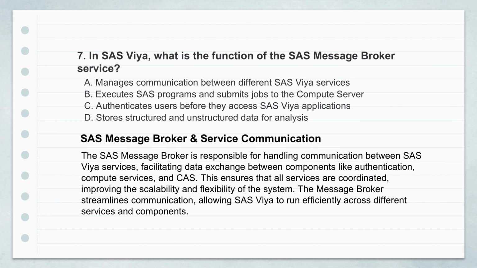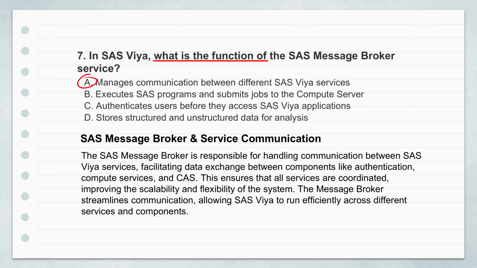Okay, question 7 shifts to the communication layer. In SAS Viya, what is the function of the SAS message broker service? The options: manages communication, executes SAS programs, authenticates users, and stores data. What role does this message broker play? The function of the SAS Message Broker service is A. It manages communication between different SAS Viya services. So it's the internal postal service, making sure all the different parts of Viya can talk to each other? You could think of it that way.